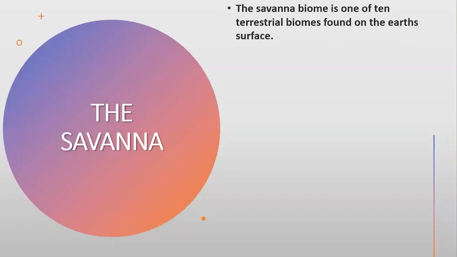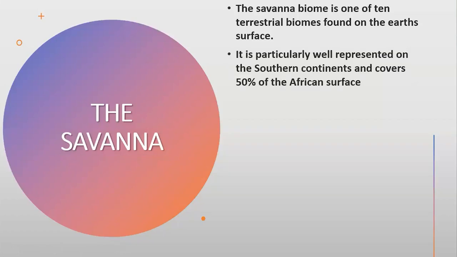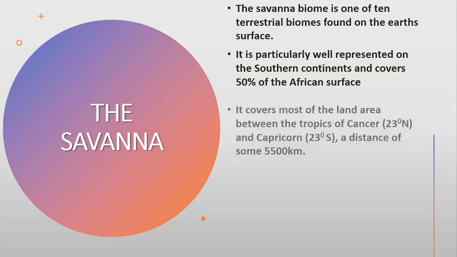And the savanna biome is one of 10 biomes found on the Earth's surface, terrestrial biomes, and it is particularly well represented on the southern continents, South America, Australia, and of course Africa, and it covers 50% of the African surface. And as you will see just now when I put up a map, it's roughly a mirror image between its presence in the northern part of Africa, above the equatorial zone, and the area south of the equator.